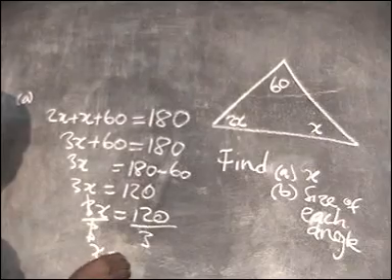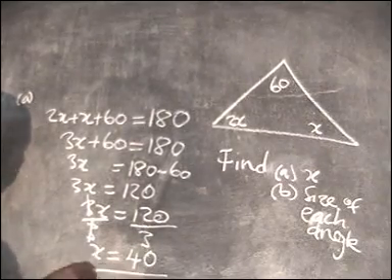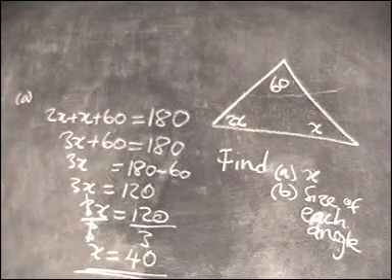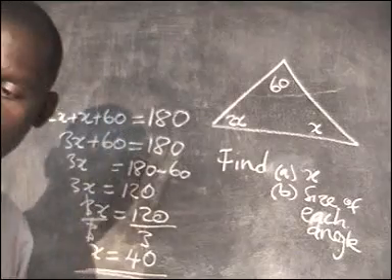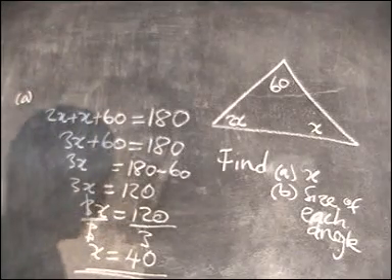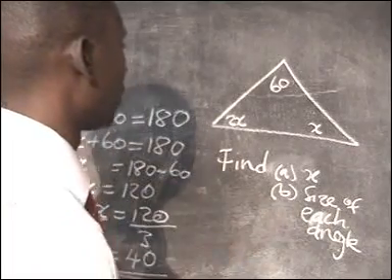Then x is equal to 3 into 12, which is 4, and 3 into 0. So x is equal to 40. So for question A, I have managed to get the value of x to be 40 degrees. Now after that, there is question B, to find the size of each angle.